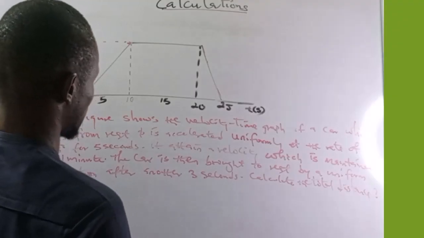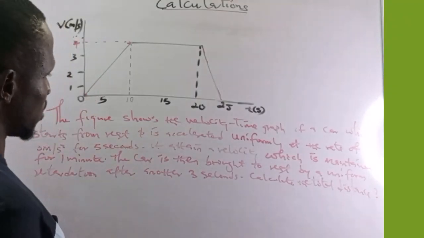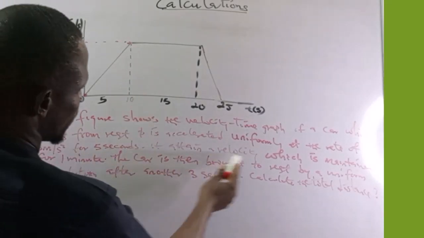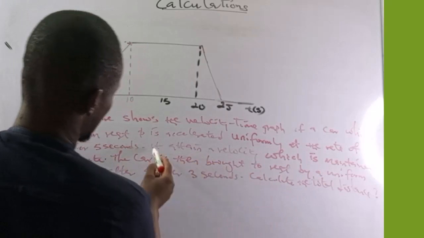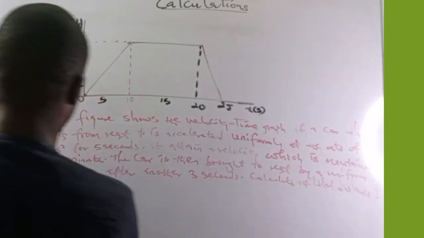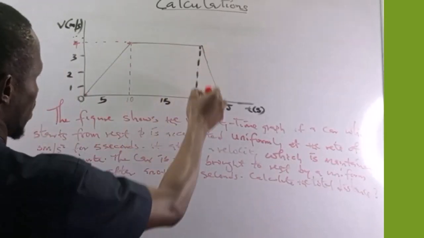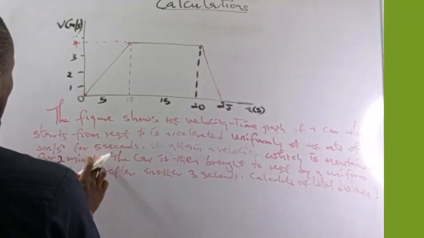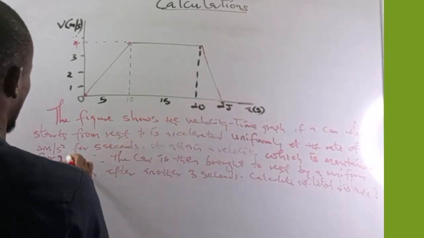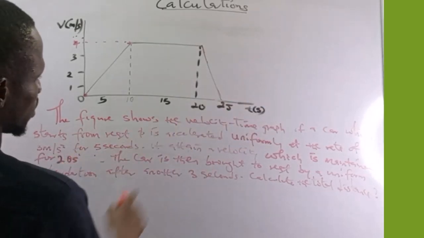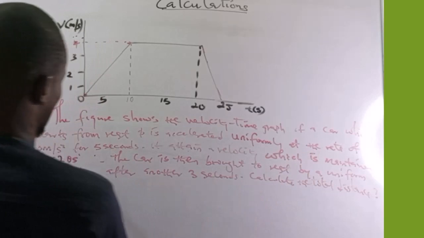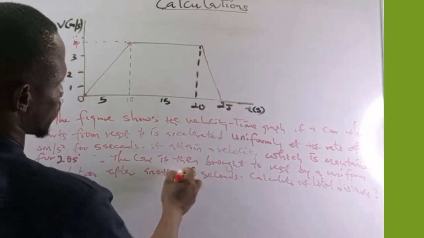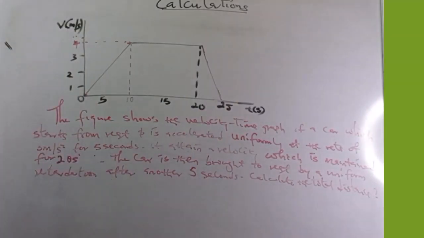Calculate the total distance. From this graph, you will see that it maintained a velocity, from here to here is not 1 minute, it's 20 seconds. So this time is in seconds, 20 seconds. The car is then brought to rest by a uniform retardation after another, from 20 to 25, after another 5 seconds. Calculate the total distance.